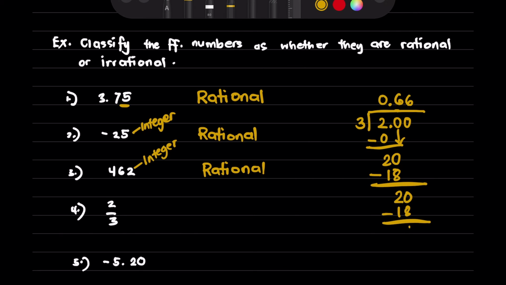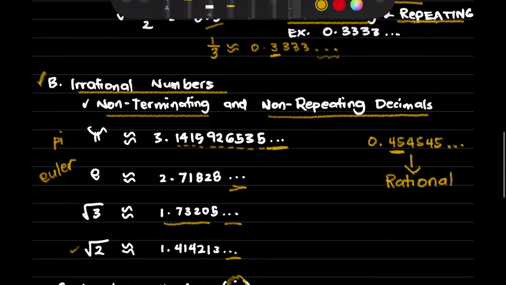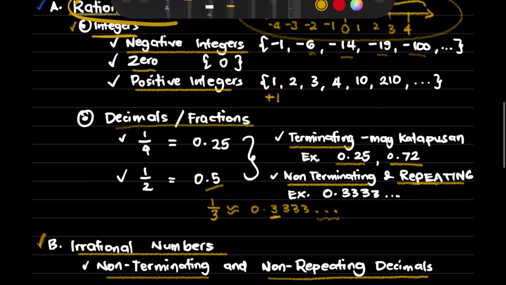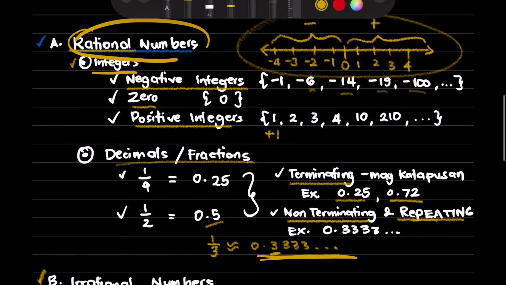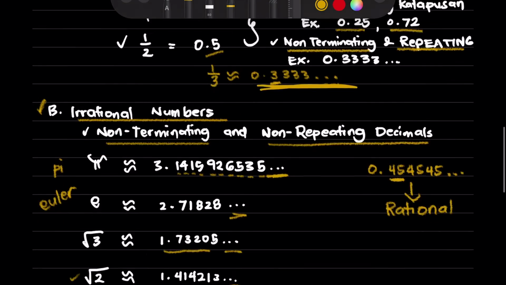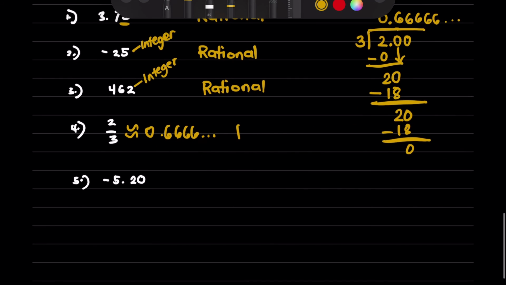As you can see, by pattern, umuulit yung nakukuha natin na 6. So, understood, 6 din na naman yung susunod dito. So, walang katapusan, that is approximately 0.6666. So, kapag ganito siya, dito siya nag-fall. So, non-terminating and repeating, and that is a rational number. So, this is a rational number.